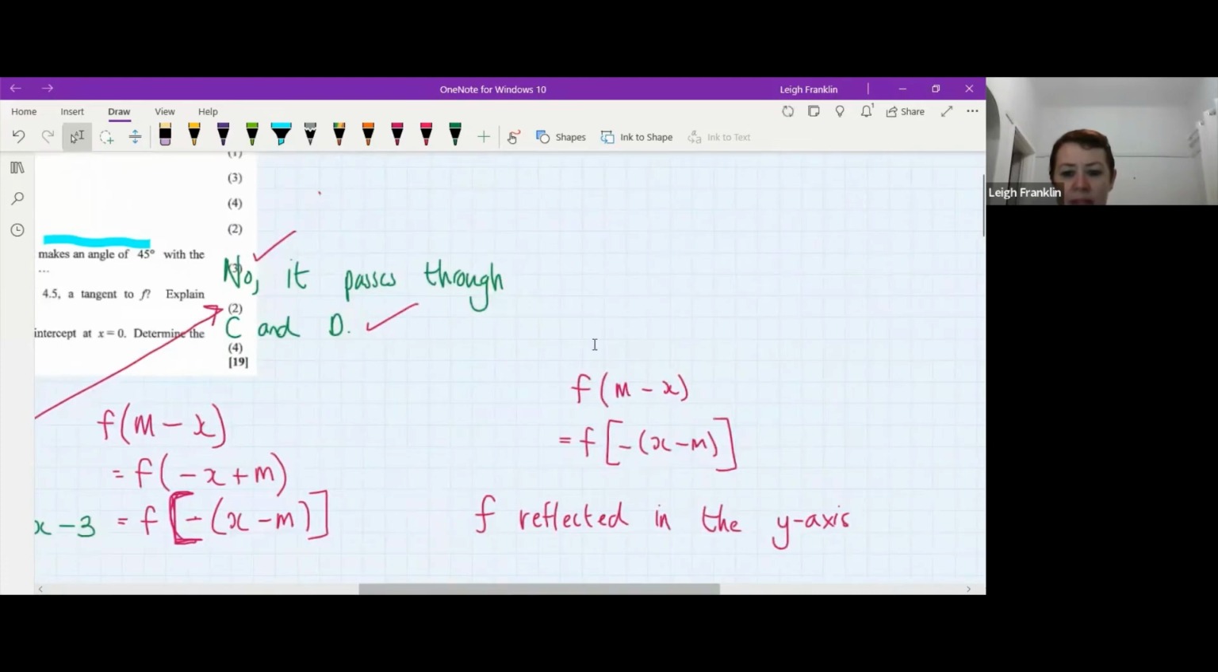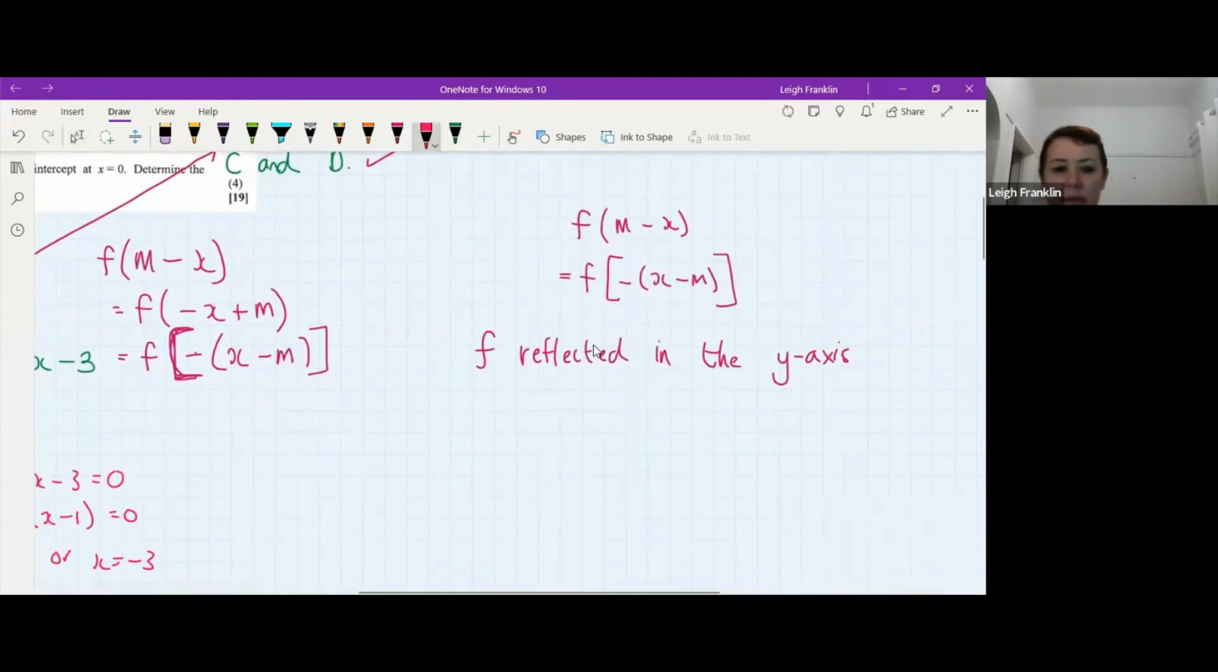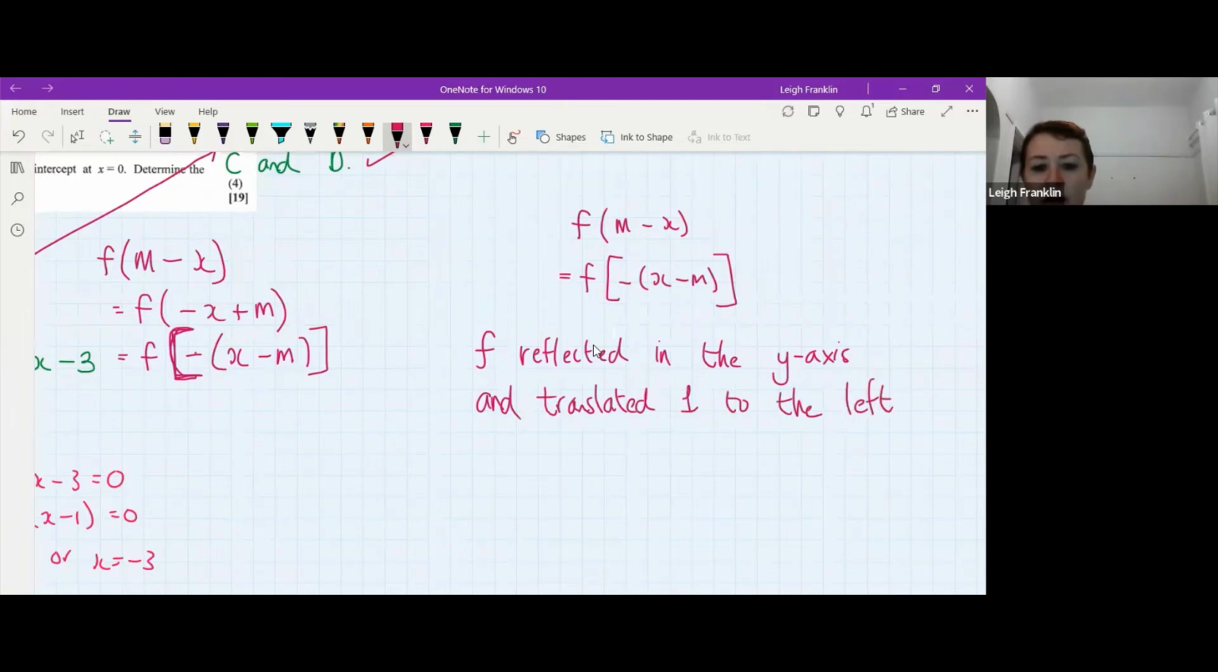Okay, so it's been reflected in the y-axis. Let's just finish this off. Ma'am, I don't understand. Why is it 1 and 4 instead of 1 and -4? All right, that's fine. I'm going to explain that to you right now. I'm just writing down the answer.